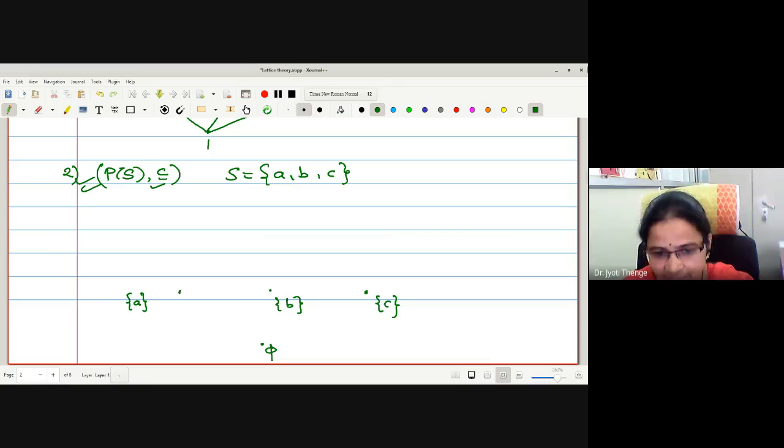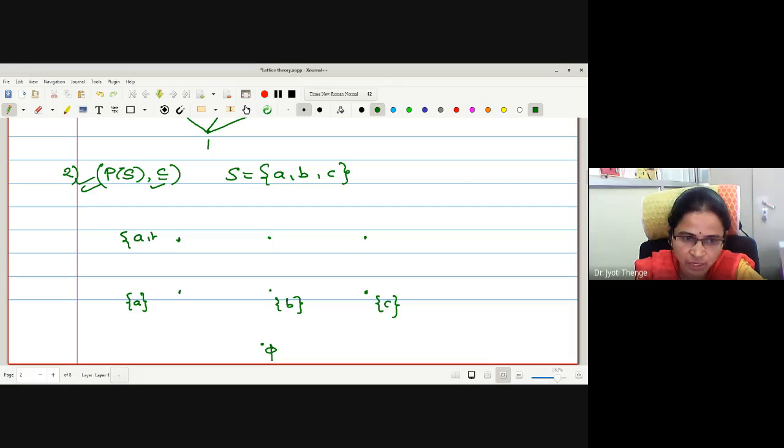How many elements are there in the power set? 8 elements, right? Where phi is the minimal element. That minimal element is contained in all singleton sets. All singleton sets are contained in the doubleton sets. What are the doubleton sets? We should write so that inclusion holds. Here I'll mark 3 doubleton sets. Here I'll write AB doubleton, here I will write AC doubleton, and here I'll write BC doubleton.